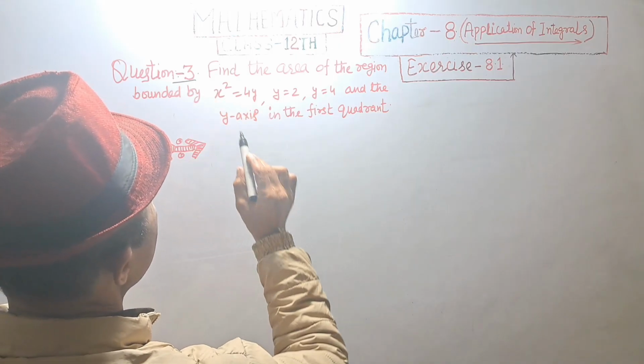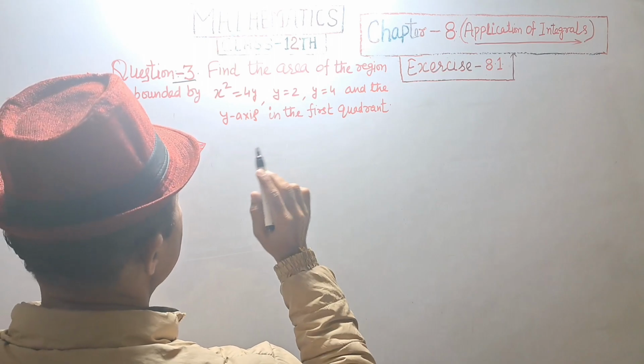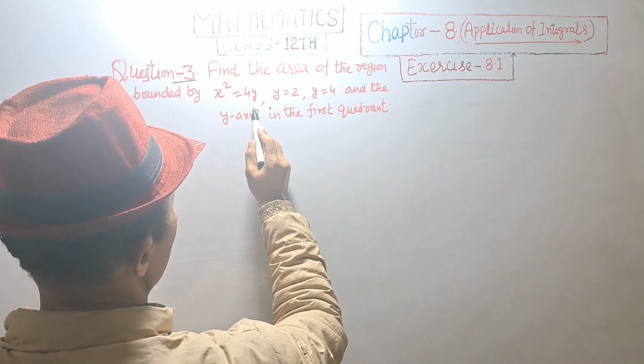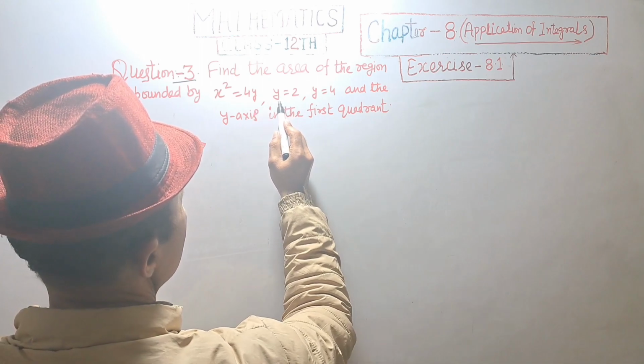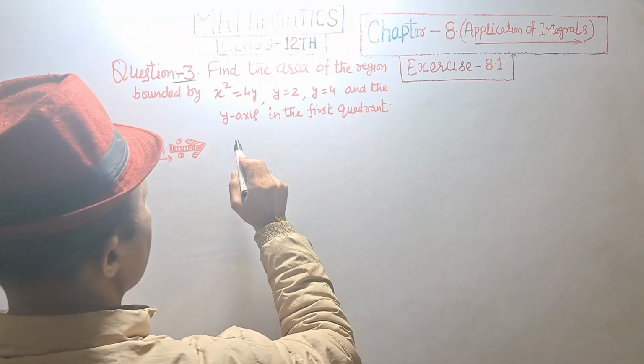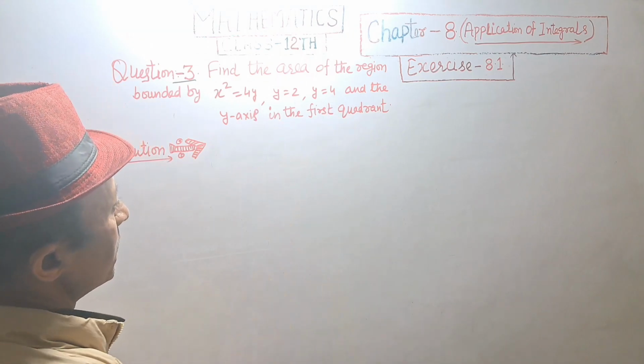Question number 3. Find the area of the region bounded by x square is equal to 4y, y equal to 2 and y is equal to 4 and the y-axis in the first quadrant.